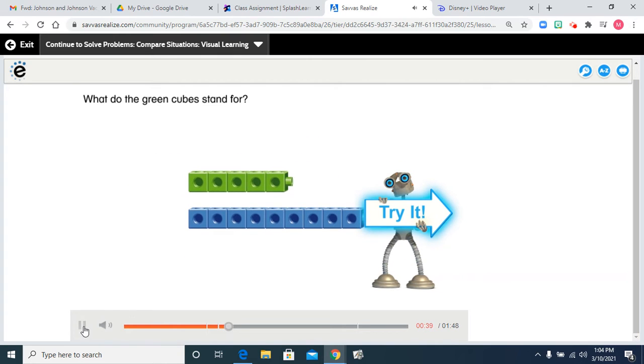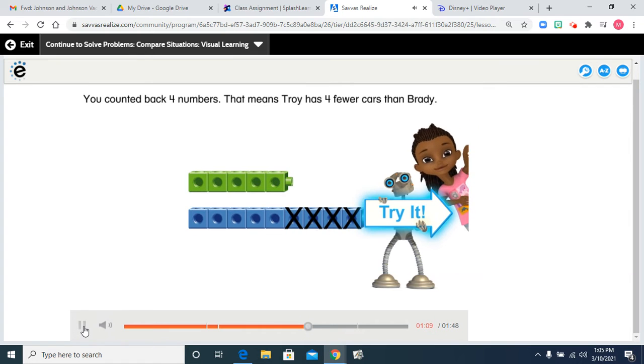What do the green cubes stand for? The green cubes stand for Troy's cars. What do the blue cubes stand for? The blue cubes stand for Brady's cars. Count back to find how many fewer. Start at 9 and count back 8, 7, 6, 5. You counted back 4 numbers. That means Troy has 4 fewer cars than Brady.